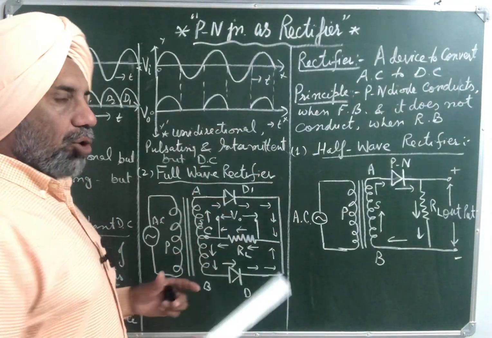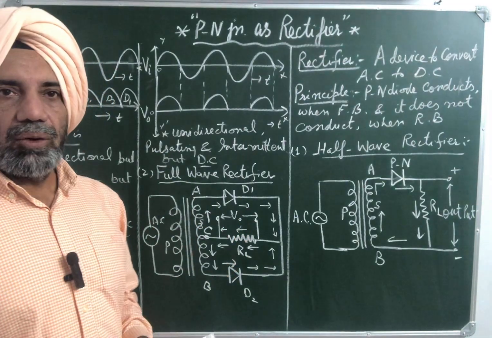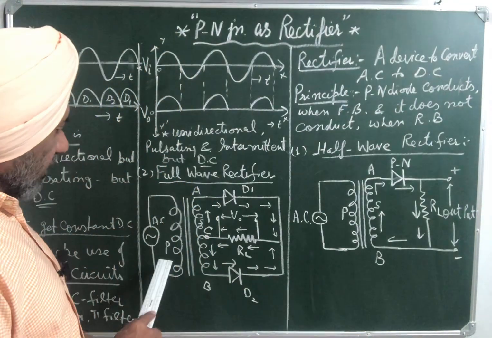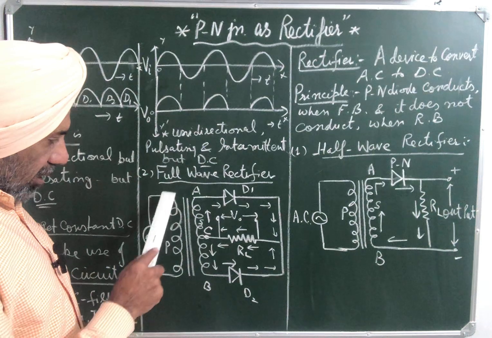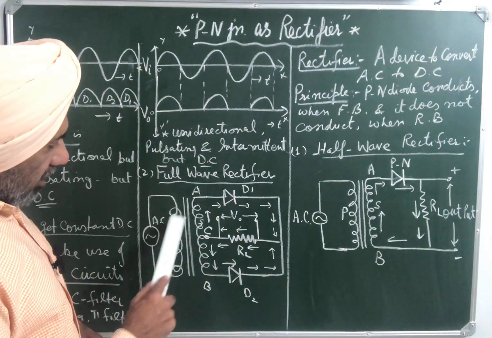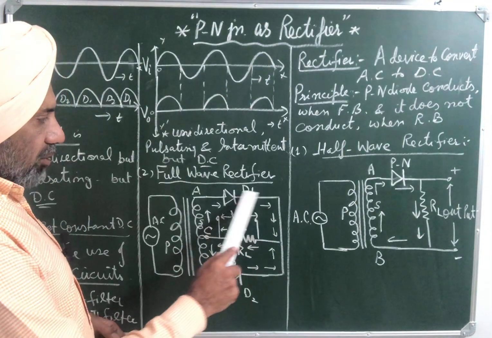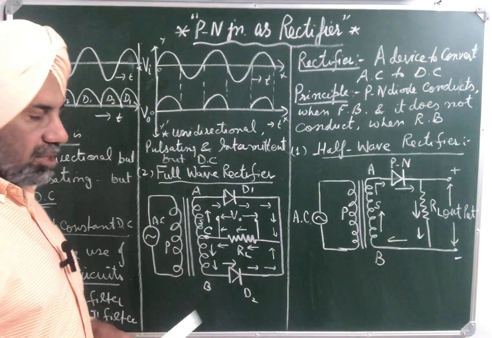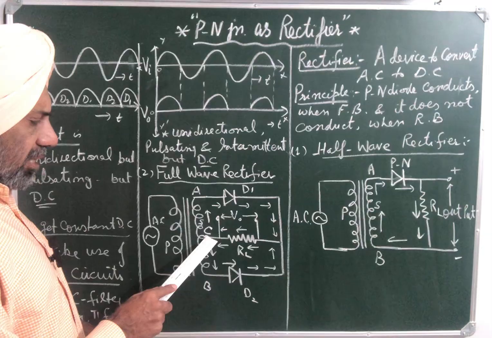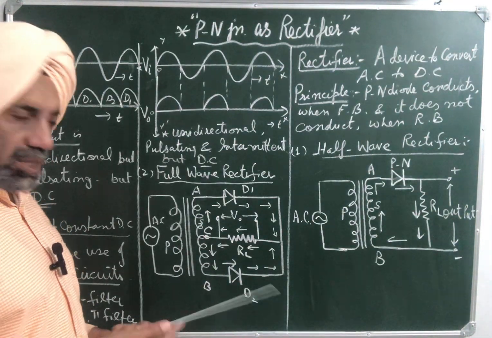but we need constant DC. So to get constant DC, we make use of a full wave rectifier. In the case of a full wave rectifier, again the input AC is given to the primary of the transformer, then due to mutual induction an induced EMF is produced in the secondary of the transformer. In this case we use two diodes and load resistance RL as shown in the circuit diagram. First of all, the center C is earthed, so that when A is positive, B will be negative, and vice versa.